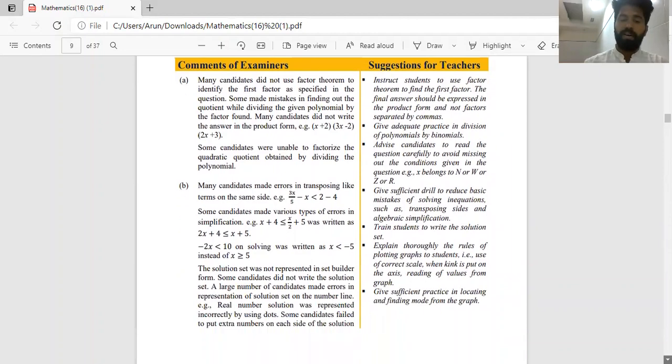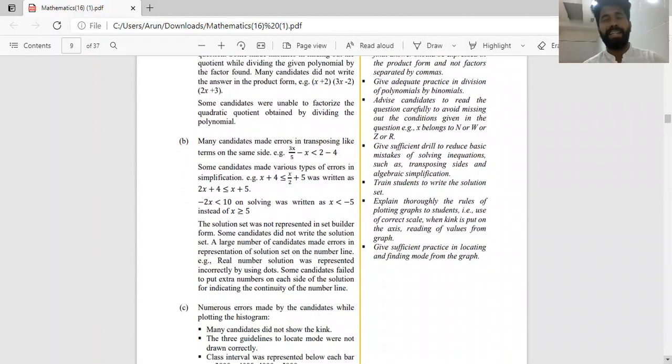So these were a few mistakes in the solving part. Then if we talk about the solution set, it was not represented in set builder form. Each and every solution set that you make has to be represented in the set builder form. And when you make a number line, in this case, it was a real number line. You need to know when there is an equal to sign, you need to use dark circles, and when there is no equal to sign, you need to use hollow circles. So all these rules are something that you need to know.